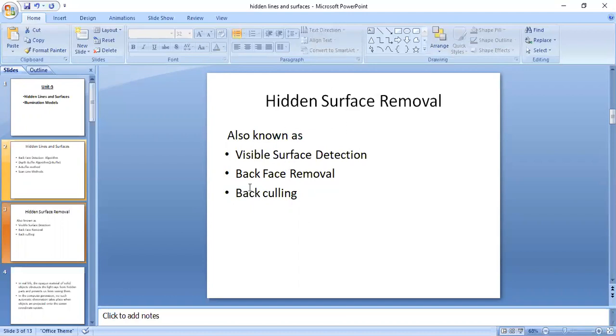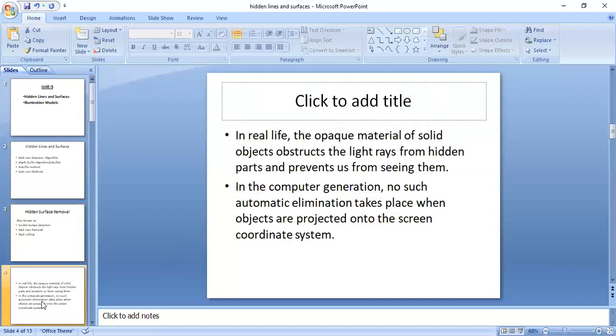And the name is backface removal. Backface removal means that, according to the viewpoint, whatever lies on the back side would not be visible, and hence those parts should be removed, as the name is backface removal or backface culling. So these are the names for the concept that we call visible surface detection or hidden surface removal.